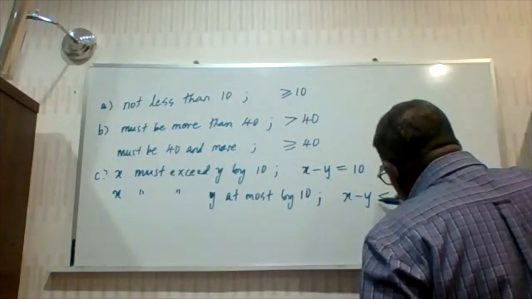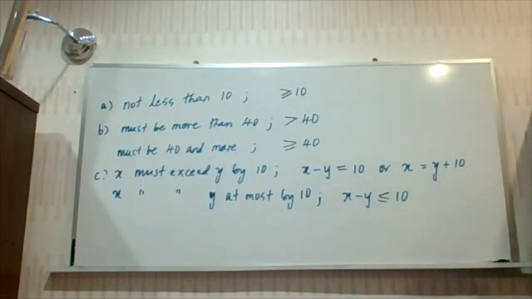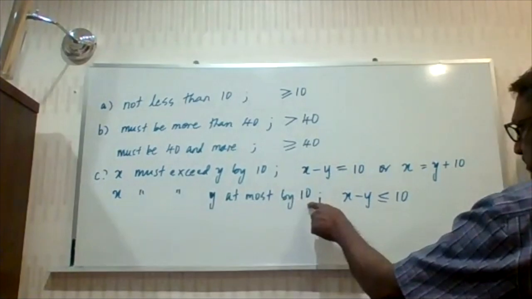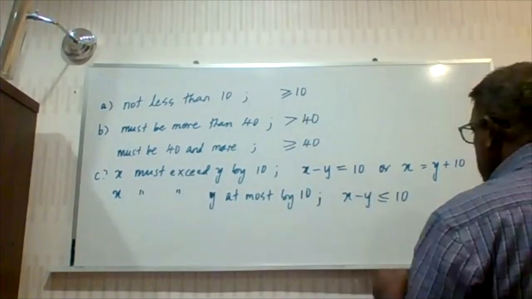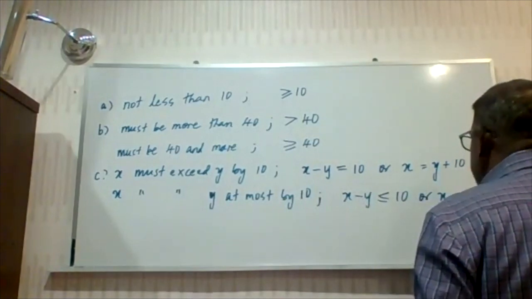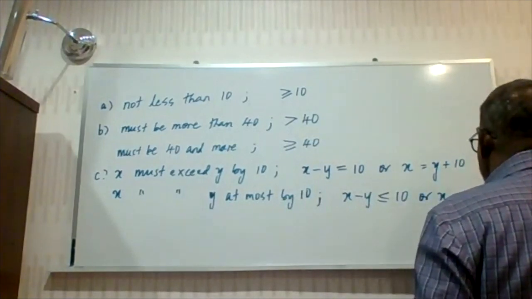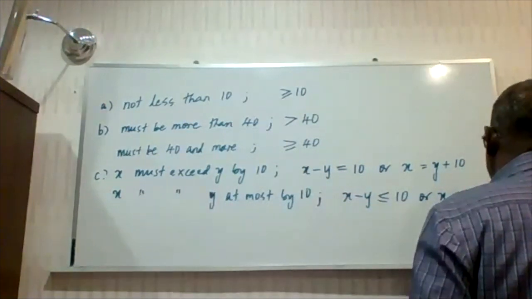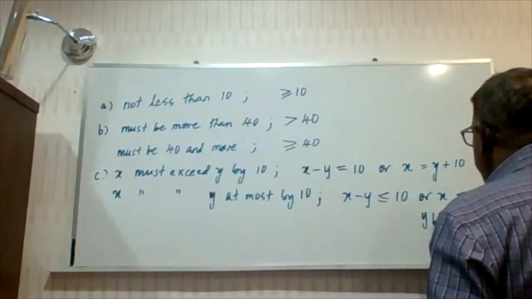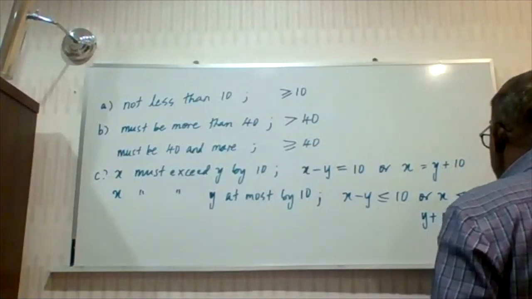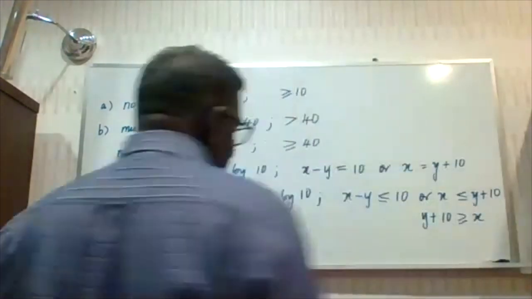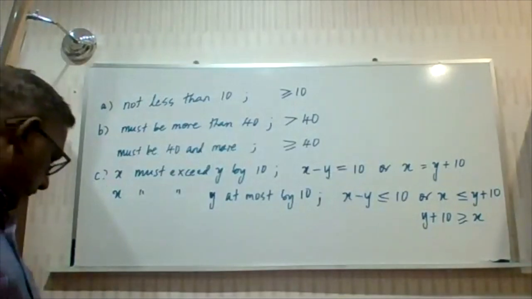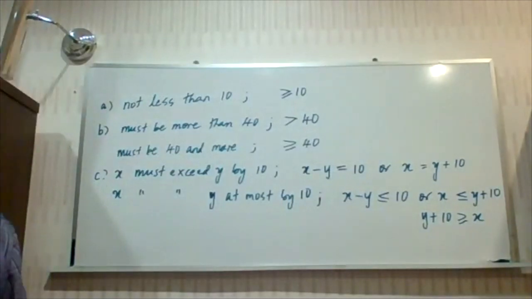So now it becomes an inequality. At most by 10 means maximum 10. What about less than 10? Or you can write it as X less than or equal to Y plus 10, or Y plus 10 more than or equal to X. All these are correct. So take all this down. These are the inequalities you must be careful of. Okay, now let's continue. Just keep taking down.